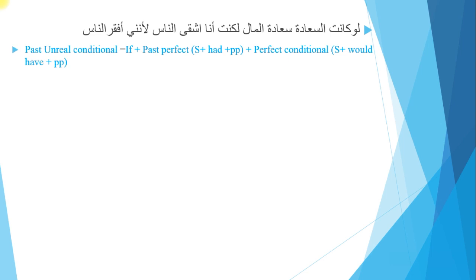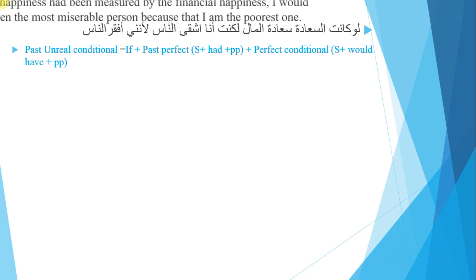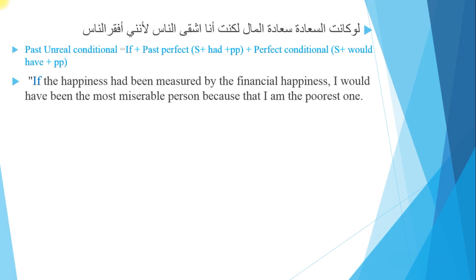In English that's the name: past unreal condition. We can use this rule: if plus past perfect, subject had plus the past participle of the verb, plus the perfect conditional, subject plus would have plus the past participle of the verb. The translation would be, if the happiness had been measured by the financial happiness, I would have been the most miserable person because I'm the poorest one. That's how to express the past unreal conditional.